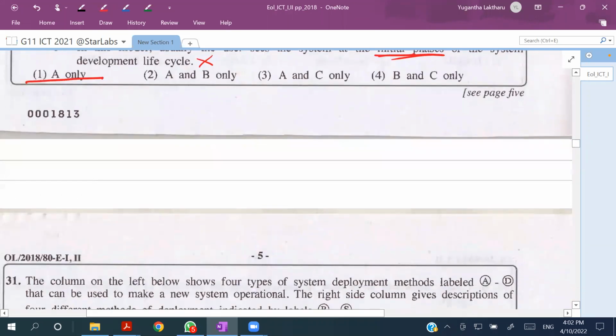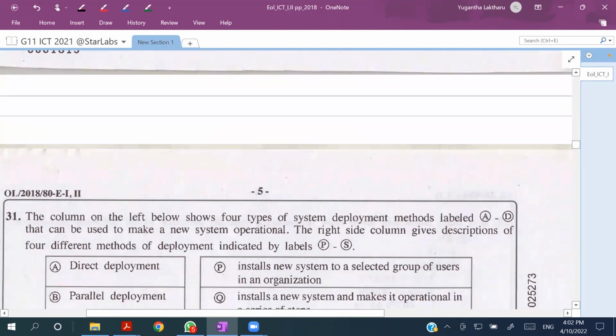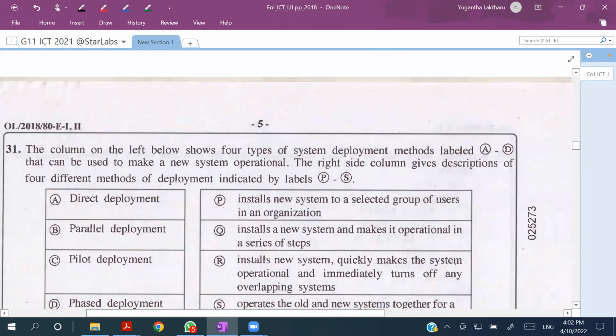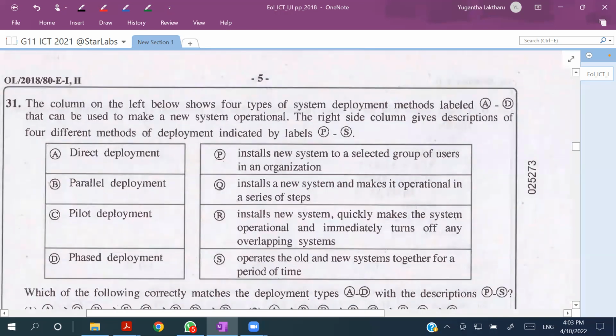Okay, people, we are done up to 30. How about the situation? Is it clear? Any particular questions regarding this? Right, okay. So I'm moving from the 31st onward.